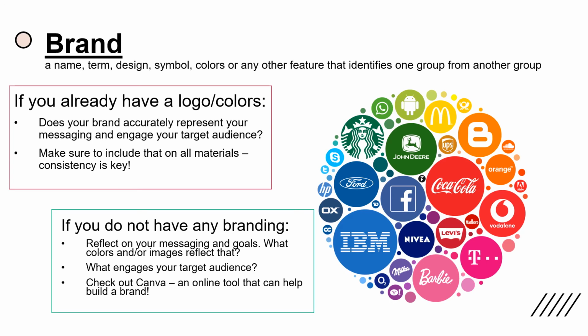Next up, let's talk about brand. Some of your orgs might already have a logo and colors, whether that's your individual org or comes from a national organization. So even if you already have a logo and colors, this might be a good time to reflect on that. Does your brand accurately represent the messaging and the target audience that we talked about earlier?